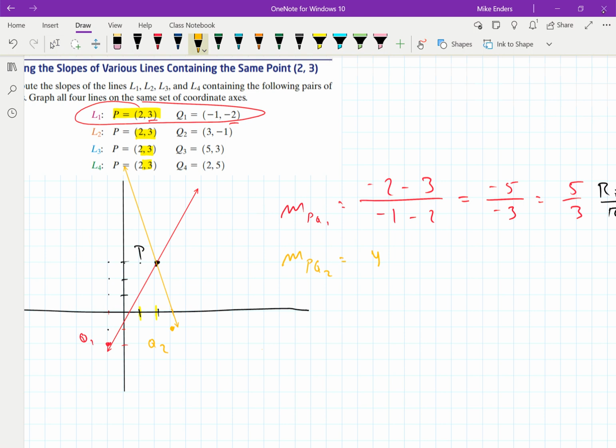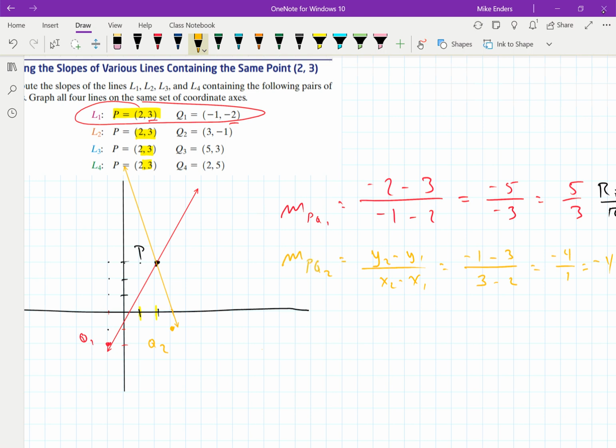Let me write down the formula again here: y2 minus y1 over x2 minus x1. So if P is my first point and Q is my second point again, my change in y's is going to be -1 minus 3, and my change in x's is going to be 3 minus 2. So that's -4 over 1. So my slope is -4.